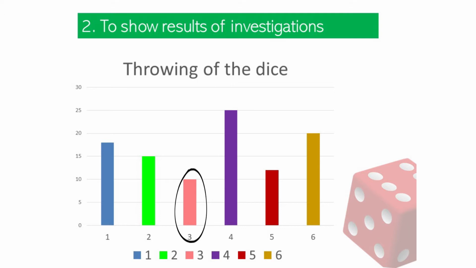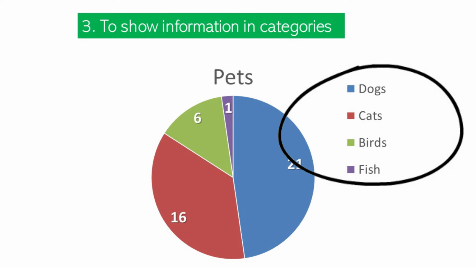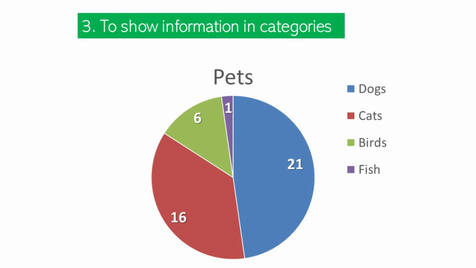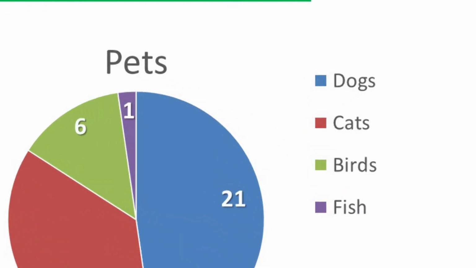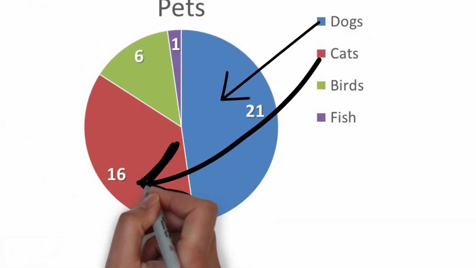Graphs help people put data into categories. For example, here it shows the different types of domestic animals in the neighborhood. A graph also helps us compare data. We can easily see here that there are more dogs than cats in the neighborhood.